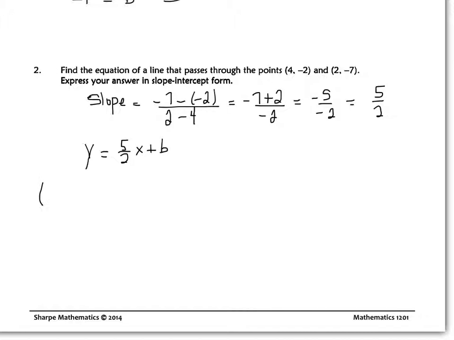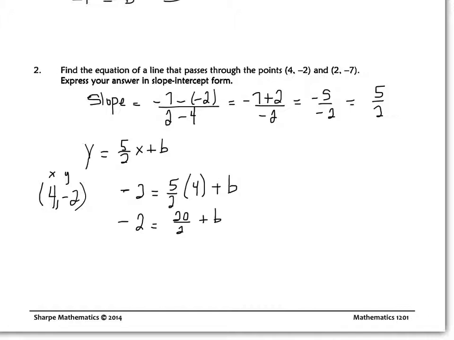Then you're going to use one of the points, doesn't matter which one, I'll just pick the first one. And you put the y and the x into the equation, so you've got an equation negative 2 equals 5 over 2 times 4 plus b. X is replaced with 4, y is replaced with negative 2. And then negative 2 equals, this becomes 20 over 2 plus b, which is 10.